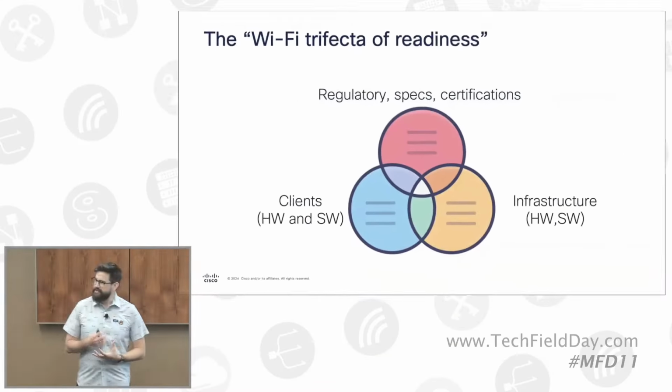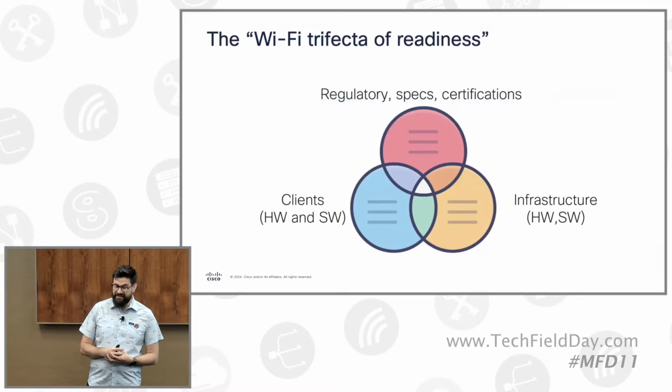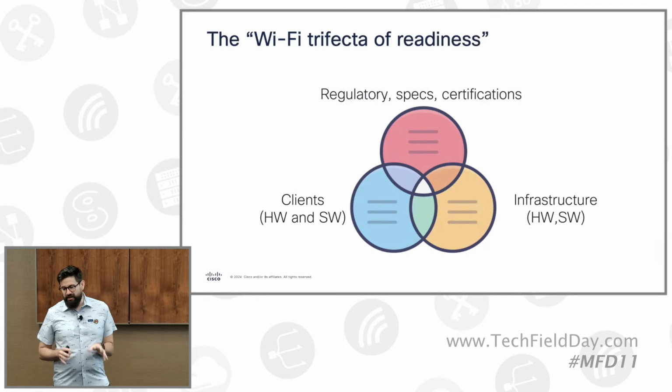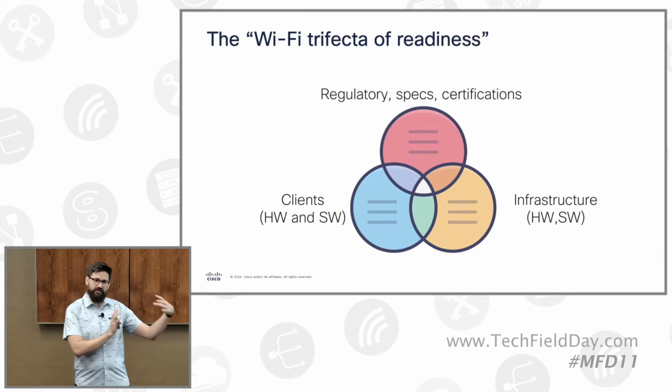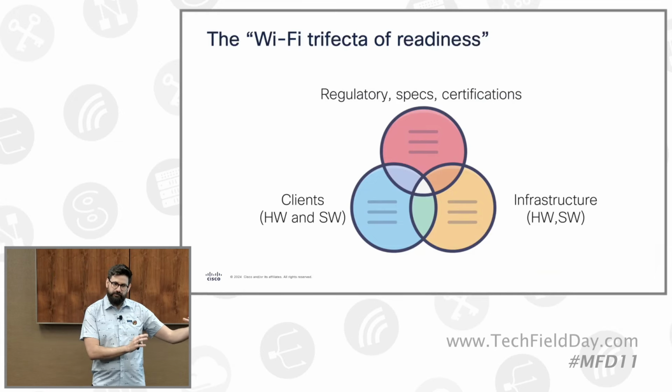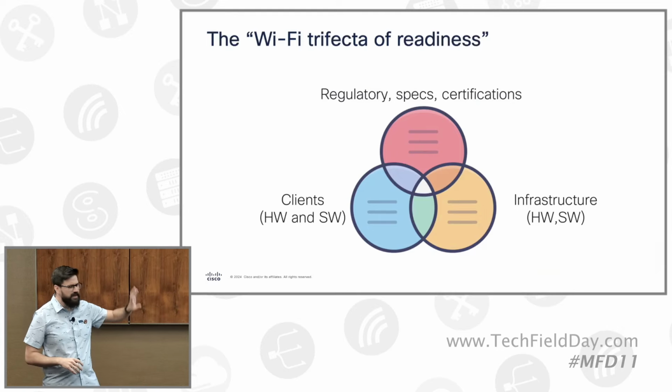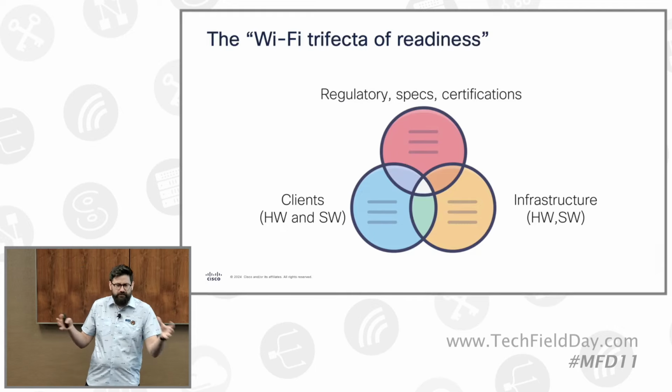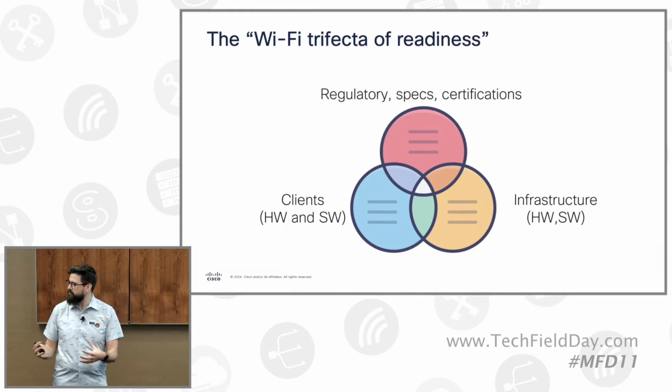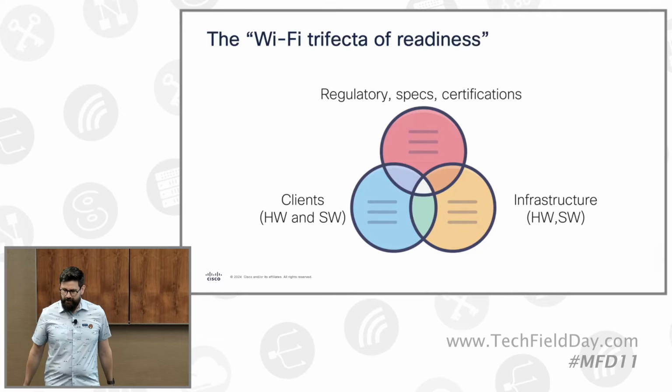In November, I presented this slide, the Wi-Fi trifecta of readiness. I still like it. I still think it's awesome. This basically talks about what components we need for a new Wi-Fi innovation to be adopted, right? We need the specs, the regulatory. Think about this in the lens of 6 gig. You need the clients, you need the hardware and software to be ready, and you need the infrastructure. And when we have all of these, great. Now you can actually operate a new Wi-Fi standard or a new Wi-Fi spec.